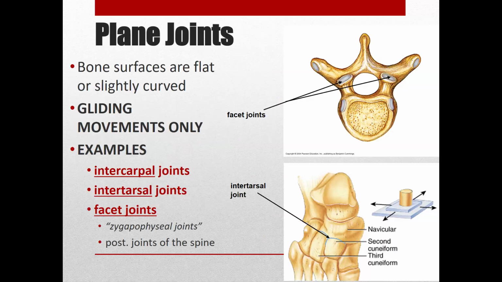Plane joints, wrist and ankle bones. And then the facet joints, meaning the back joints of the spine. Do you want us to know that it's intercostal or just wrist? On the test, it could say intercarpal and intertarsal. Inter just means in between the carpal bones.